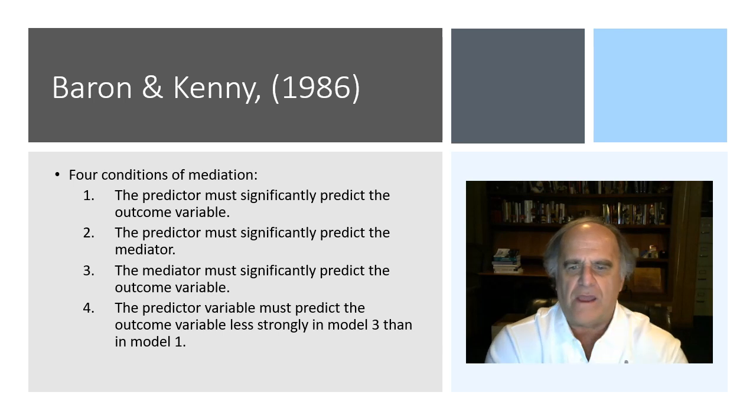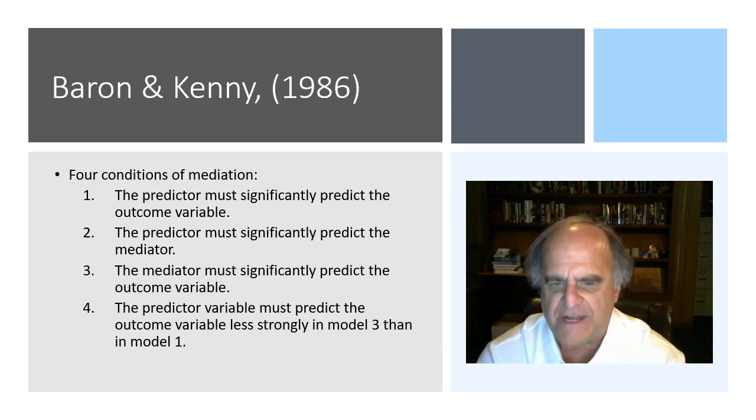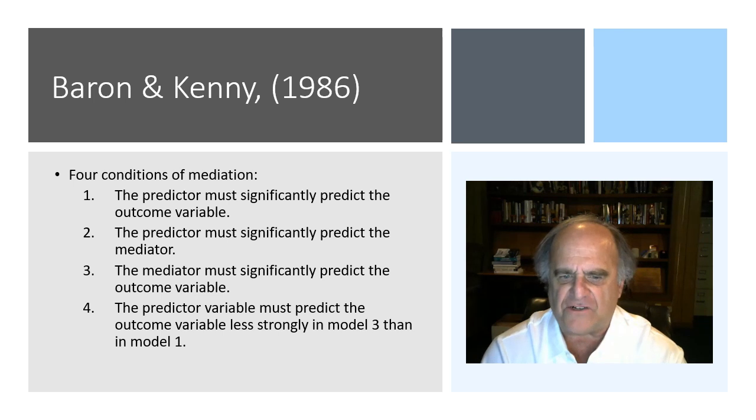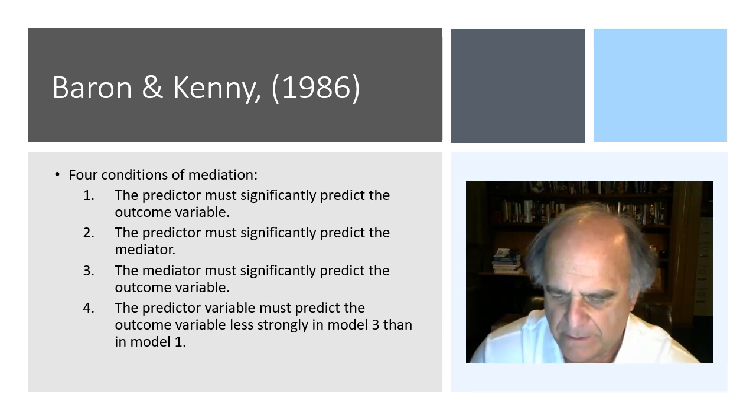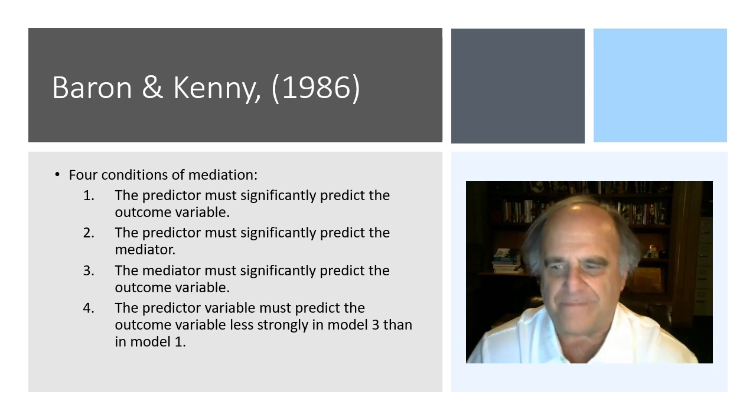And then 4, the predictor variable must predict the outcome variable less strongly in model 3 than in model 1. So when we get to model 3, when we're partialing out the mediator, the effect of the predictor must be lower in model 3 than in model 1, or condition 3 than condition 1, if you understand that, I hope.